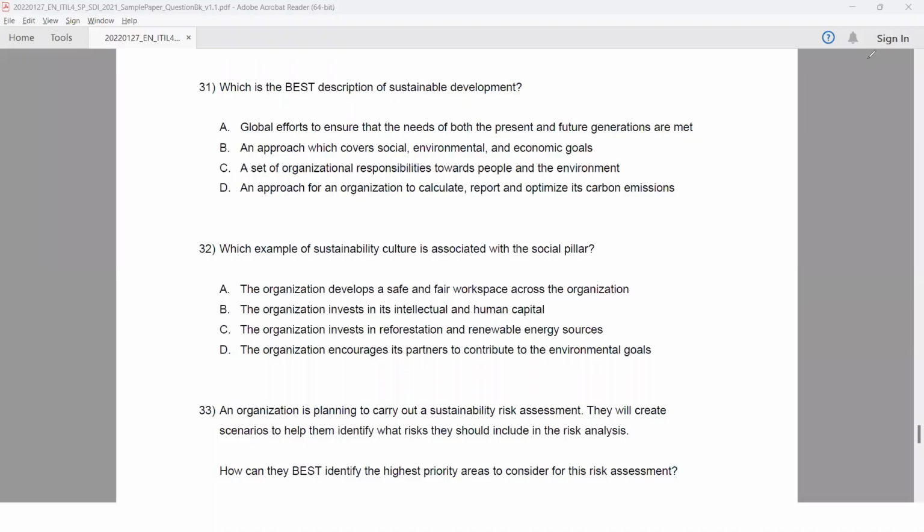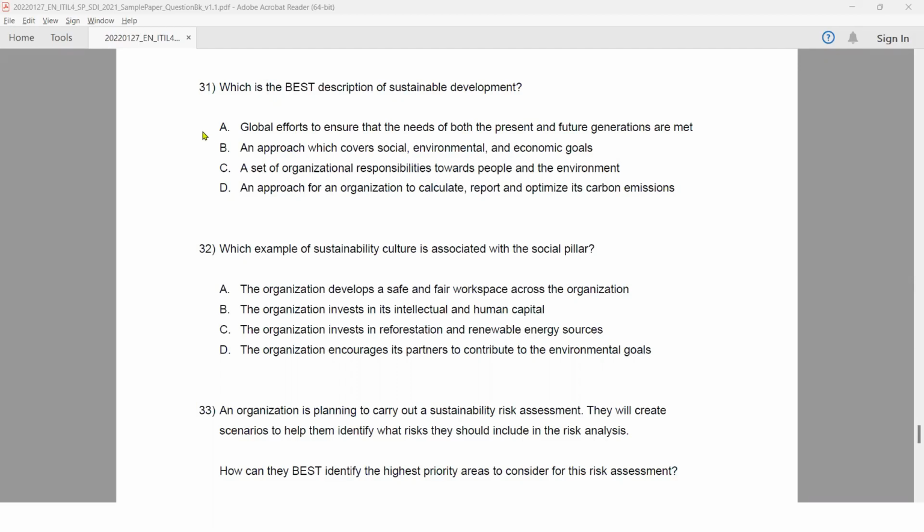Let's begin with question number 31. Which is the best description of sustainable development? A. Global efforts to ensure that the needs of both the present and future generations are met. B, an approach which covers social, environmental, and economic goals. C, a set of organizational responsibilities towards people and the environment. Or D, an approach for an organization to calculate, report, and optimize its carbon emissions. You would have to recollect the description or the definition of sustainable development.